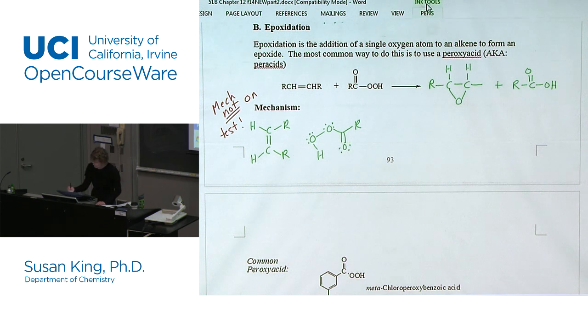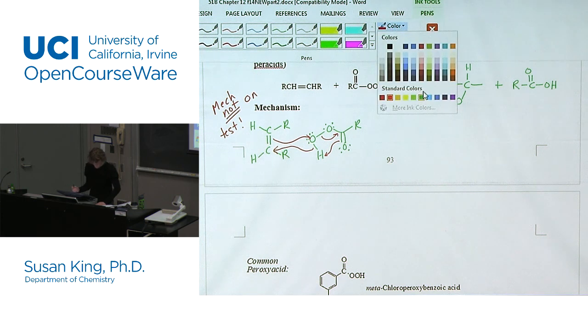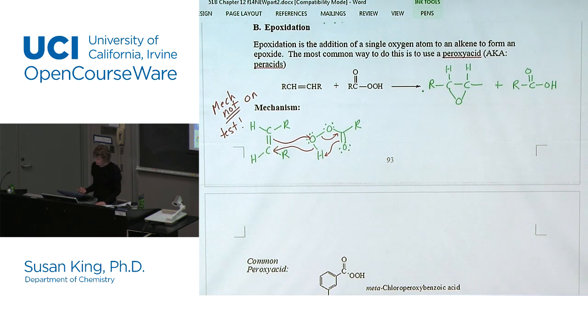And once you see that, I will definitely change colors here. So once you see the arrow pushing, you'll see why. So first arrow comes from the pi bond to the oxygen. And then we break the oxygen-oxygen bond. We move this over. This arrow comes and picks up this hydrogen. And the electrons from this bond come in and attack the other side. Aren't you glad you don't have to remember that? So basically, think about it this way. We have the peroxide, and we're delivering one of the oxygens to the alkene to make an epoxide.